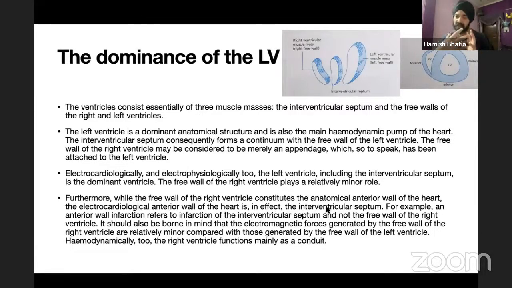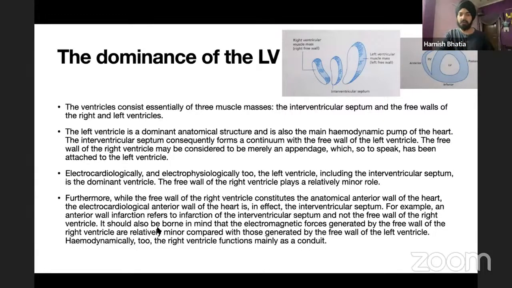But like we said, the right ventricular free wall is so insignificant that it is the interventricular septum which actually forms the anterior wall of the heart, if you talk ECG wise. Okay. So for example, if an anterior wall infarction happens, it refers to the infarction of the interventricular septum and not the free wall. When we say anterior wall infarction, inferior wall infarction, when I'm talking about anterior wall infarction, we're not talking about the RV there. We're talking about the interventricular septum.